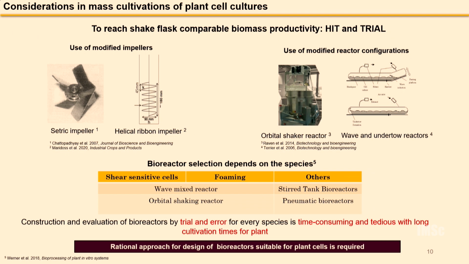One particular problem is that when we look into the bioreactor design, we think of using different modified impellers. Once we see that the biomass productivity is dipped in the bioreactor, the immediate thing to change is to see whether we can change the impeller sizes or the reactor configuration itself. This is mostly a hit and trial process, and that is going to take a lot of time because plant cell cultures take a longer duration to grow, up to weeks to months, and also the selection will depend on the species.